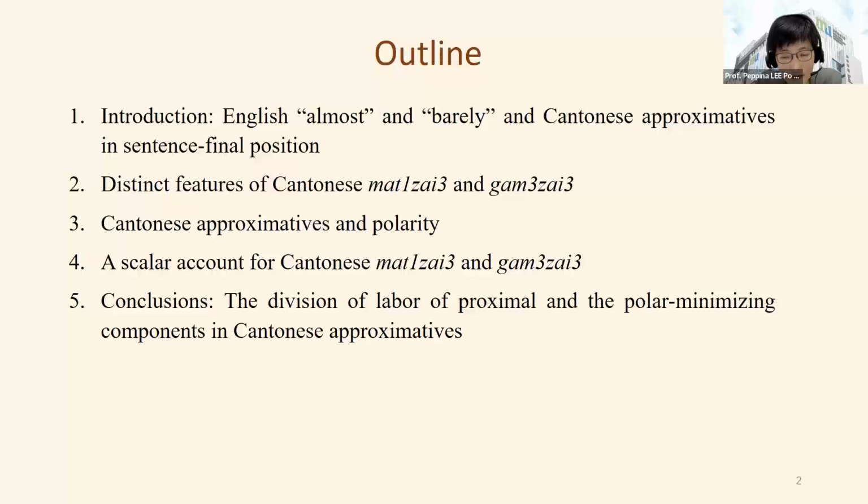This will be followed by the first distinct feature, which is related to polarity. Then the second distinct feature is related to the scalar feature. I will propose a scalar account to account for the semantics of 乜仔 and 咁仔. Finally, it comes to a conclusion, which will highlight the division of labor of the two components, the proximal component and the polar minimizing component, of Cantonese approximatives.